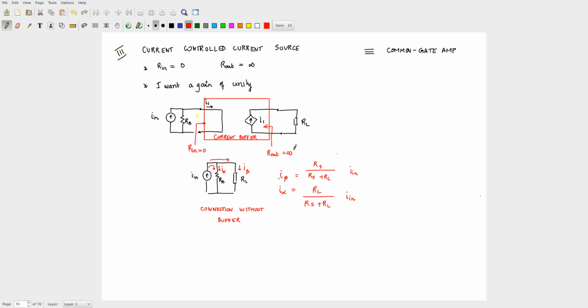Okay. So now in this particular case, I alpha is nothing but RL by RS plus RL into In. Correct? I beta is RS by RS plus RL into In. So if you have a non-infinite RS, then there is always going to be some current that is going as I alpha. Connecting it like this using the current buffer will allow you to pump In directly into the load. Correct? That's what we want. Okay. Any questions?